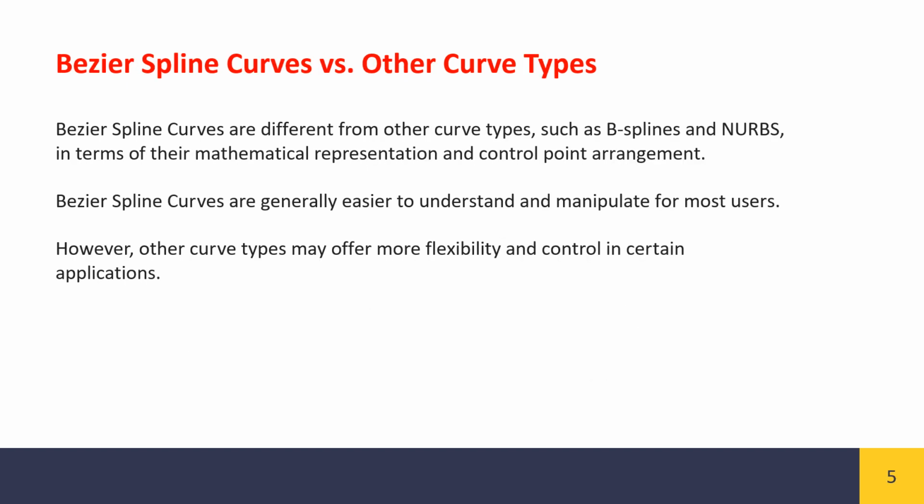Let's see the difference between other curves and Bezier spline curves. Bezier spline curves are different from other curves such as B-splines and NURBS in terms of their mathematical representation and control point arrangement. Bezier spline curves are generally easier to understand and manipulate for most users. However, the other curves may offer more flexibility and control in certain applications.